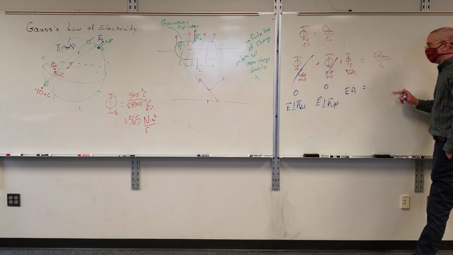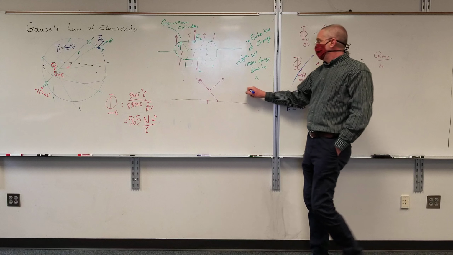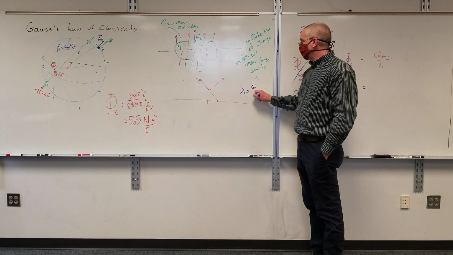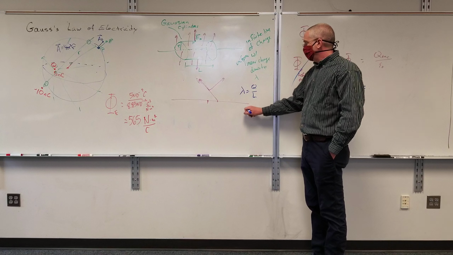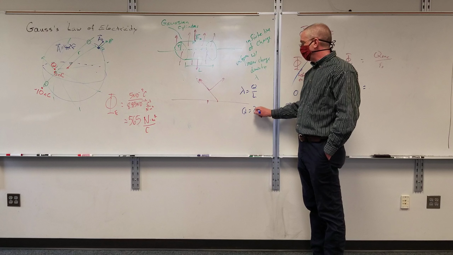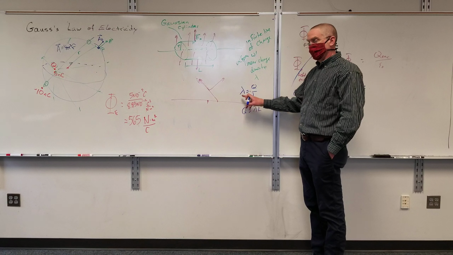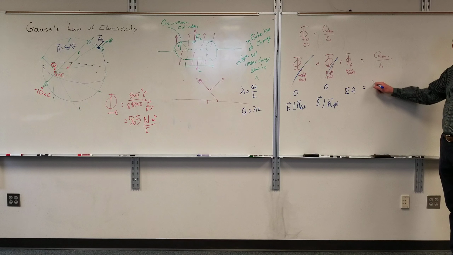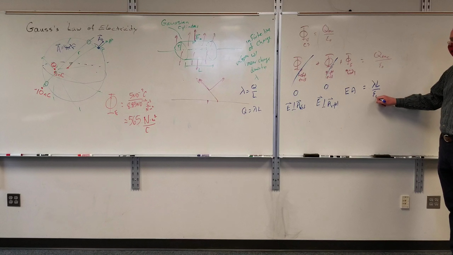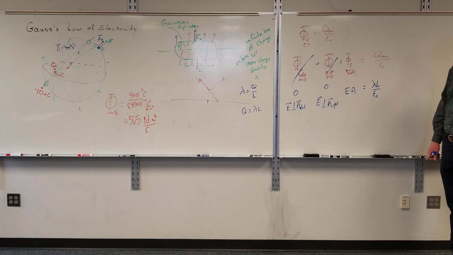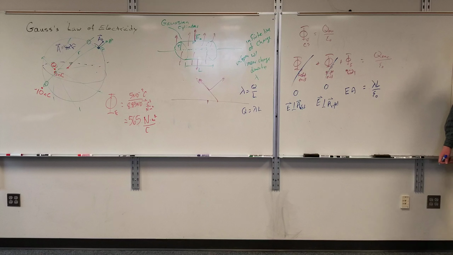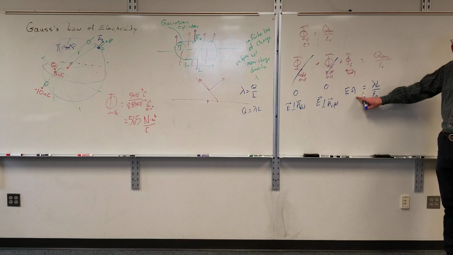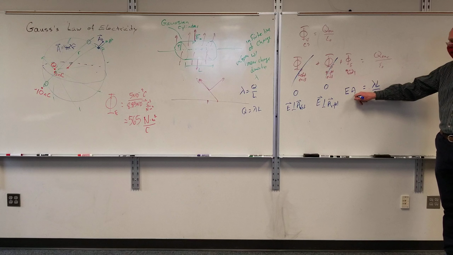So let's narrow that down just a little bit. I know that lambda is charge divided by length. So therefore the charge would be lambda times the length. Just multiply both sides by L. So now we have over here lambda L over epsilon sub naught. So this is the area of the main body. I guess I'll write down main here.